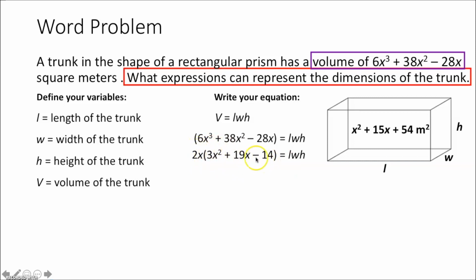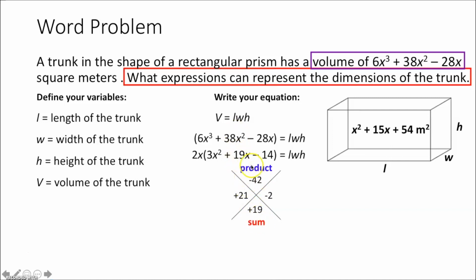Well, can I factor this more? Yeah, let's factor this more. If we were to factor this more into two binomials, then we would have the length, the width, and the height. So let's do that. Here, in order to factor 3x squared plus 19x minus 14, we're going to use the factor by grouping method. So we put a times c on top, put our b value on the bottom. We find two numbers that multiply together to make negative 42 and add together to make 19. That would be 21 and negative 2.